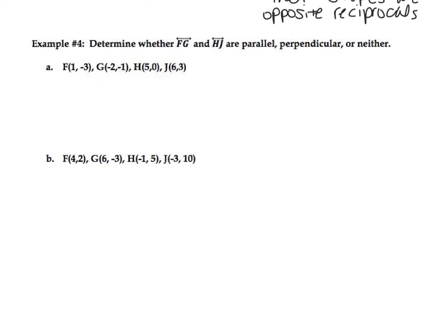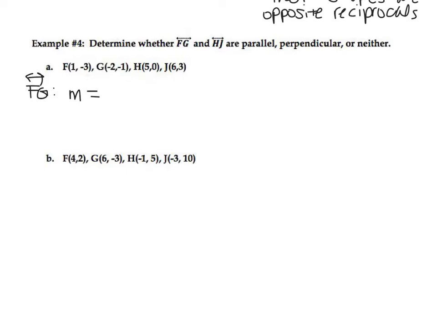So let's go ahead and determine whether lines are parallel, perpendicular, or neither. So we want to determine whether FG and HJ are parallel, perpendicular, or neither. So first we have to find the slopes of those lines. So let's start with the slope of FG.